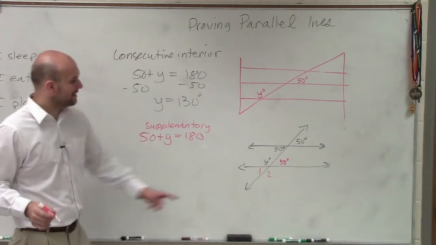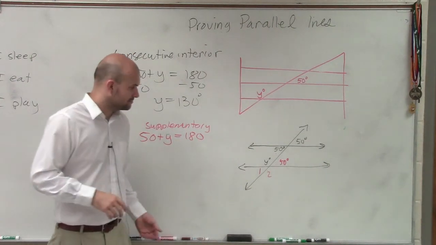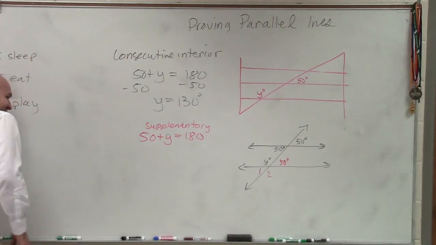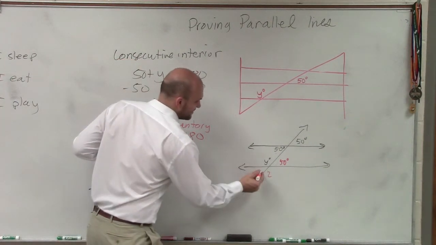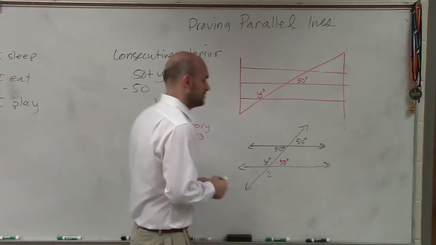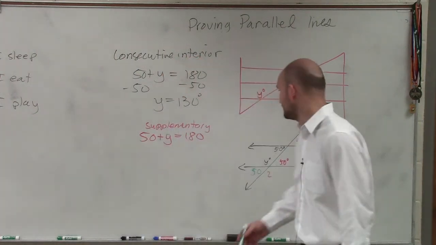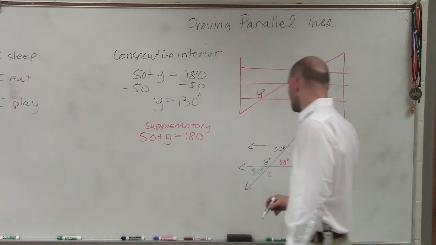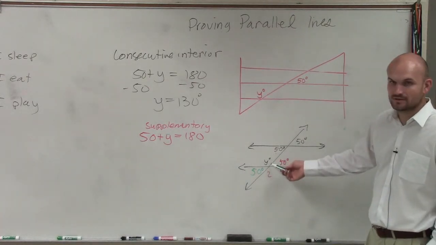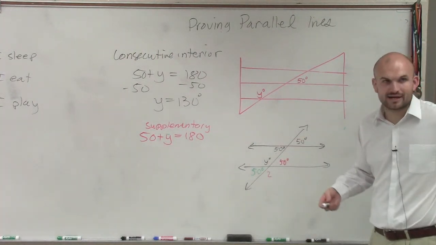What angle out of these two is my alternate exterior? Close. 1, right? Yeah. So by using alternate exterior, you guys can determine this is 50 degrees. And if that's 50 degrees, what is 50 and y now? 130 because of supplementary angles.